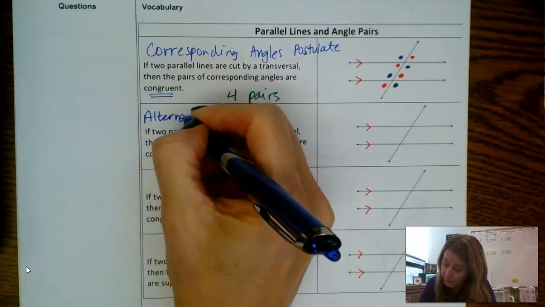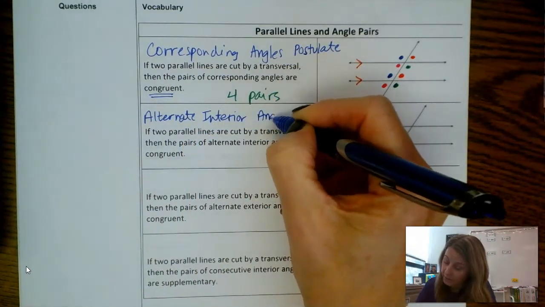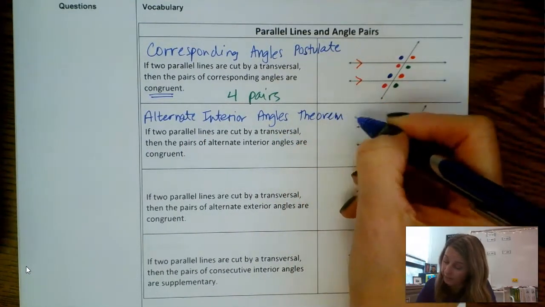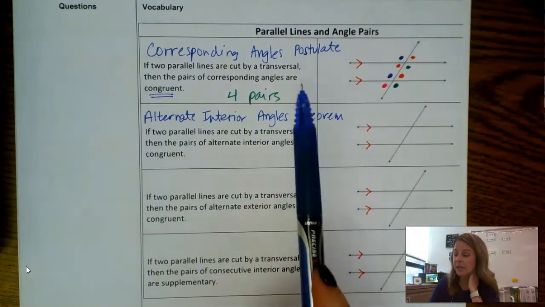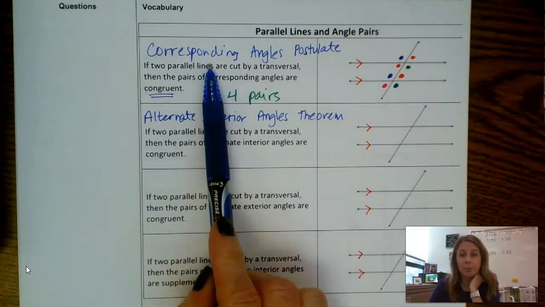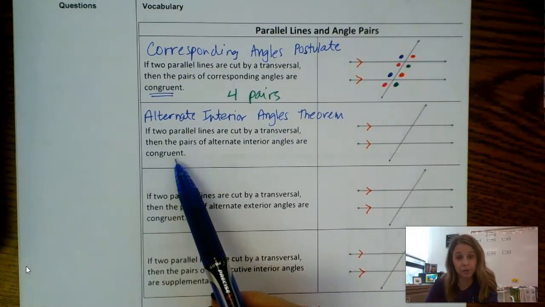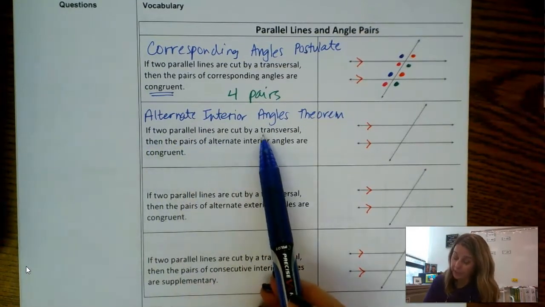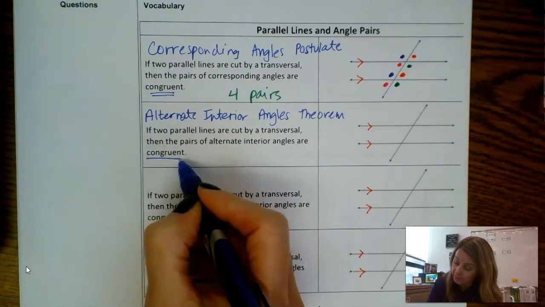Alternate interior angles, and this is a theorem. Theorem. Now, I don't have a very good reason why the first is a postulate and the rest are actually theorems. Oftentimes postulates are a little bit more basic, and then the theorems build off of the postulates, but the rest are theorems. So it says, and notice these are all conditionals. Your theorems and postulates are all in the form of an if-then statement. If 2 parallel lines are cut by a transversal, then the pairs of alternate interior angles are congruent.